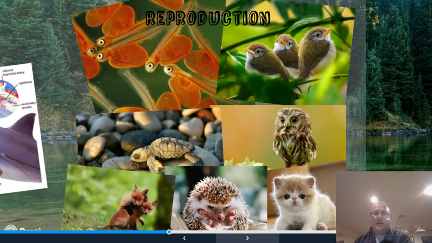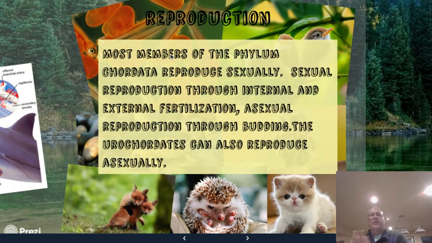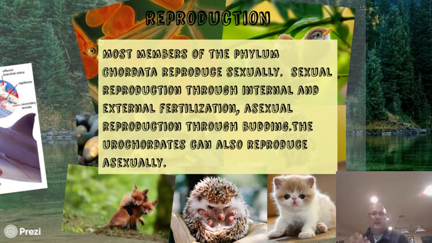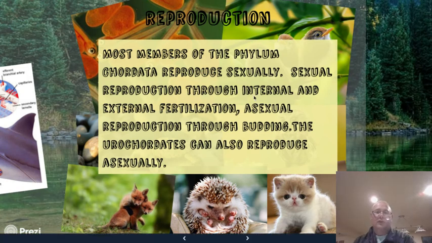Reproduction: when you look at reproduction, most of these guys can reproduce sexually, whether through internal fertilization or external. Humans use internal fertilization. Fish will use external, where the female fish will lay eggs in the bottom of the pond or stream or whatever they're living in, and the male will come over the top and spray all the eggs with sperm.